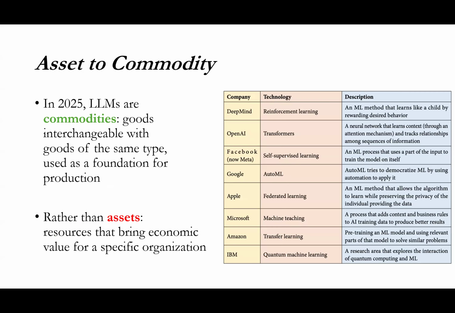So LLMs, as of, I'd say, 2025, and I'm going to quote Alex Karp, who's the CEO of Palantir, who uses these things quite often. He's said LLMs are no longer assets; they're commodities. I think he's right. They're interchangeable with goods of the same type, and they're used as foundations for further production. They're not assets anymore. There are too many of them. You can get them off the shelf, and now you have to do something with them. Here's a list of other commodities that we have in our ensemble approaches to solving AI-related problems. Again, all of these rely on data, good data.